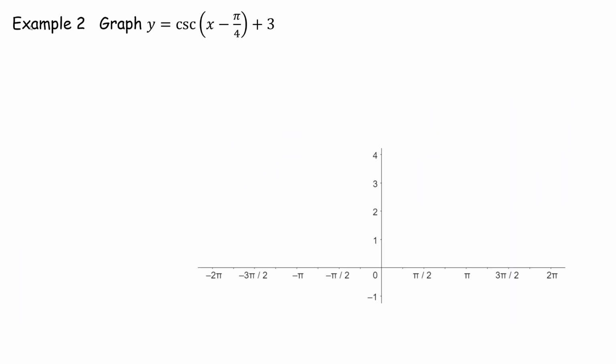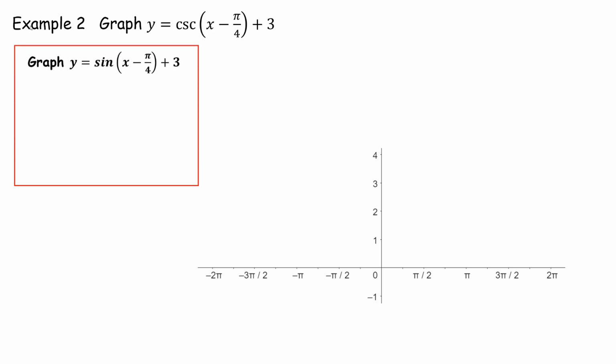Okay, so example 2, we're going to graph y equals cosecant of x minus pi over 4 plus 3. So to do that, we're first going to graph the same sine function, sine of x minus pi over 4 plus 3. So we have to look at that to see what we know about that function. We know the amplitude is going to be 1 because it's just 1 sine of x minus pi over 4. And then there's no period change because there's nothing multiplied by x that we had to factor out. So the period will be 2 pi.